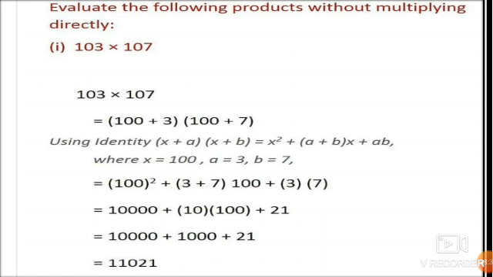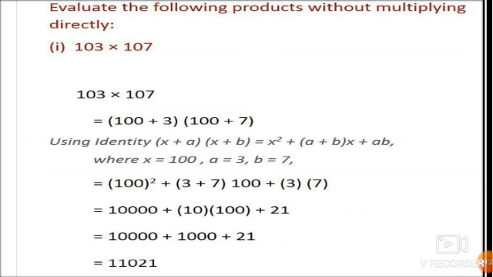This is also same to same, students. 103 into 107. 103 can be written as 100 + 3, and 107 can be written as 100 + 7. This is also same to same for this identity. I mean, which identity here? (x + a)(x + b) = x² + (a + b)x + ab. So observing and carefully comparing, identify yourself what the x value, the a value and the b value are, and substitute in the given formula. Then finally we'll be getting the answer.